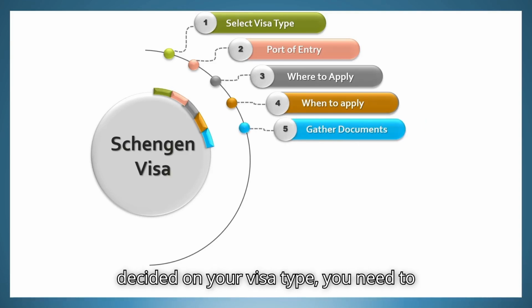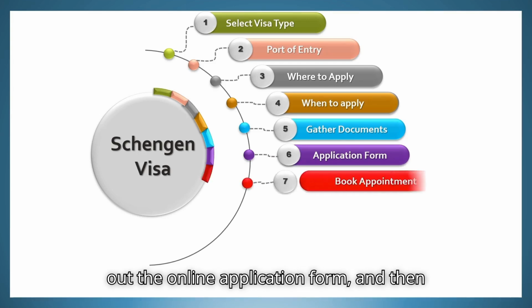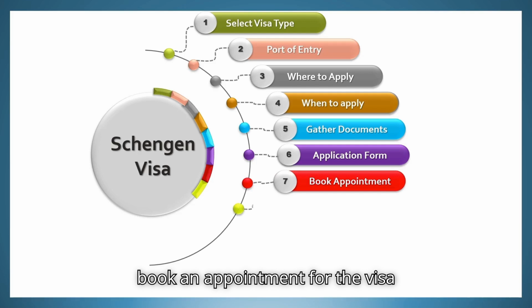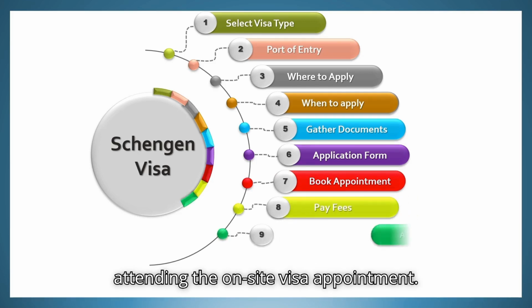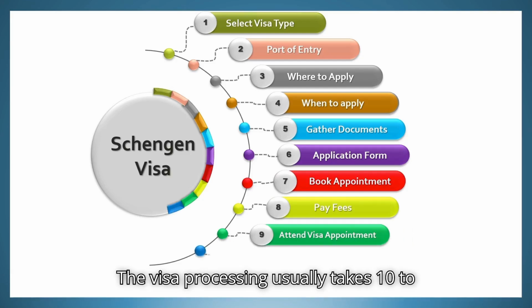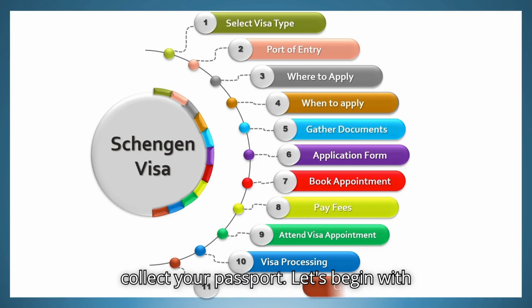Once you have decided on your visa type, you need to gather all the required documents, fill out the online application form, and then book an appointment for the visa interview. Pay the fees, followed by attending the on-site visa appointment. The visa processing usually takes 10 to 15 days. Once you get approved, you can collect your passport. Let's begin with each step.